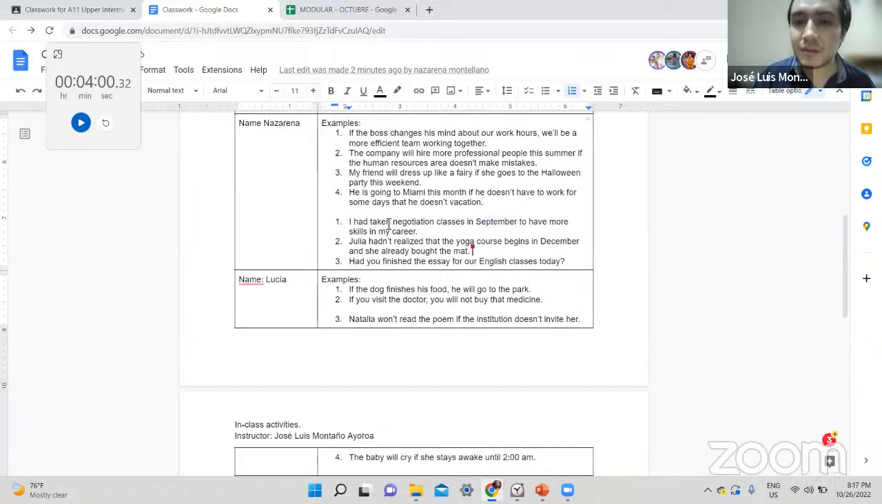So actually there, the best option is going to be "took." Okay, "I took negotiation classes in September to have more skills in my career." Now, how can you use "had taken"? You can change this. Instead of "in," you can say "by." And when you say "by September," it means that this happened before September. That's a possible way in which you can use "had taken."